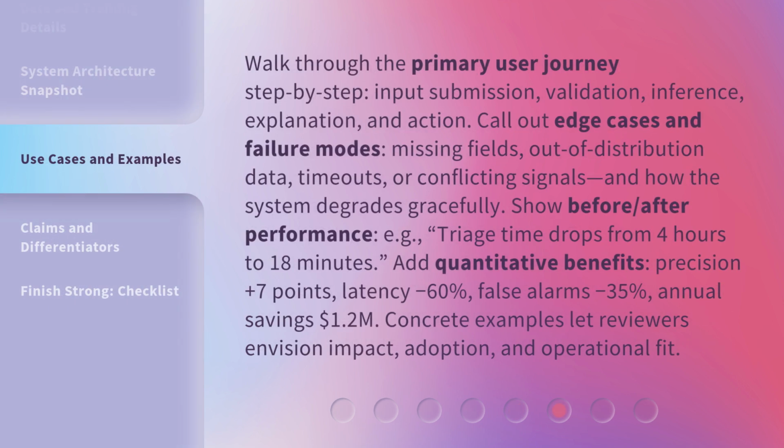Walk through the primary user journey step by step: input submission, validation, inference, explanation, and action. Call out edge cases and failure modes: missing fields, out-of-distribution data, timeouts, or conflicting signals, and how the system degrades gracefully. Show before/after performance, e.g., triage time drops from 4 hours to 18 minutes.